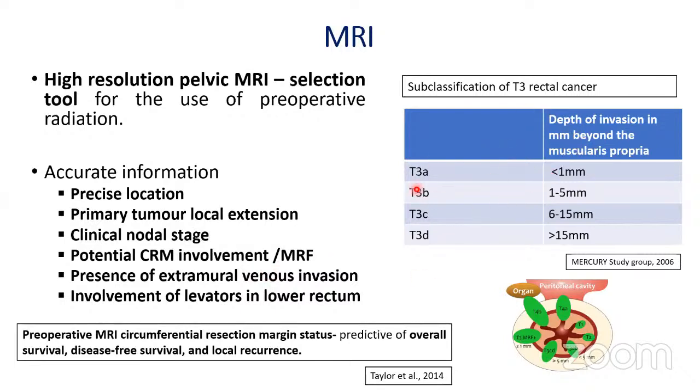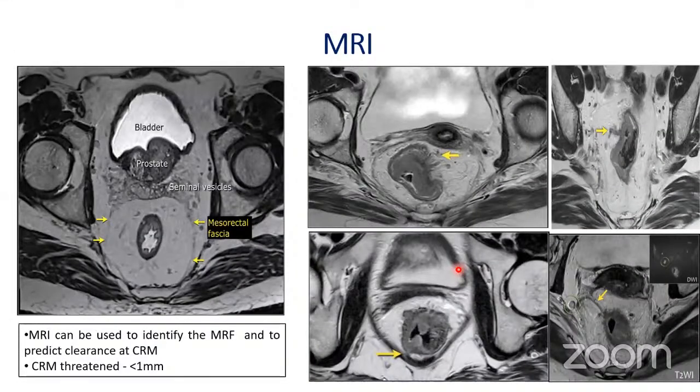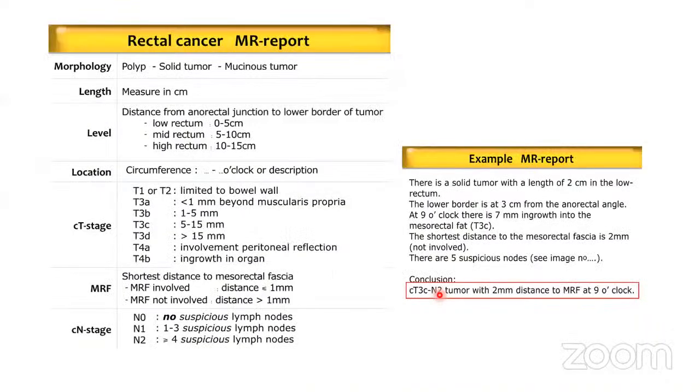Based upon the MRI, we classify this T3 into A, B, C, and D based upon the extension beyond the muscularis propria. And this CRM status is very, very important because it's an independent predictor of overall survival. We call it involved when the MRF is breached, or when it is less than 1 mm, we call it threatened. So we need an MRI report which tells you all this information, so always request your radiologist for all this information before choosing a patient for radiotherapy planning.